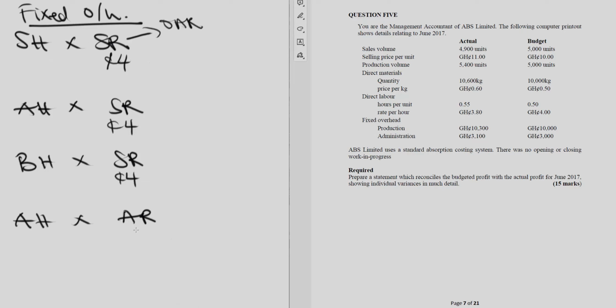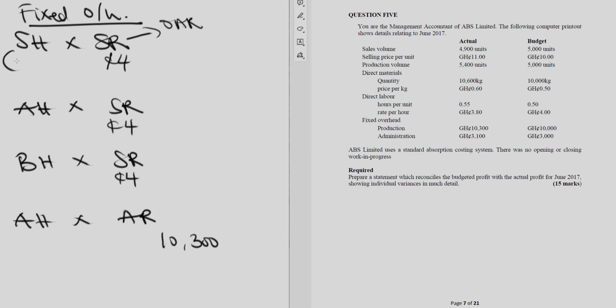This one is actual rate. Were we given actual rate? No, we weren't given, but we're given the actual fixed overhead costs. And the actual fixed overhead cost was what? 10,300. We could just pick it, which makes it very easy. So now, what's a standard hour for fixed overhead? They are absorbed in line with the labor cost because it's labor who uses overhead.